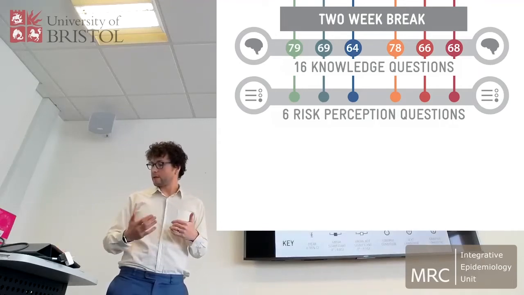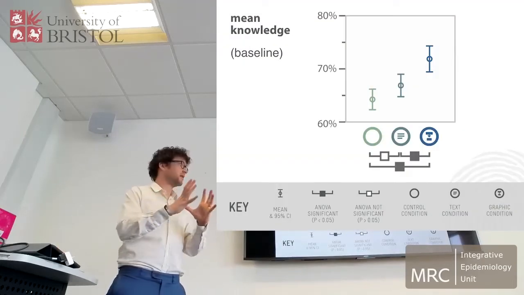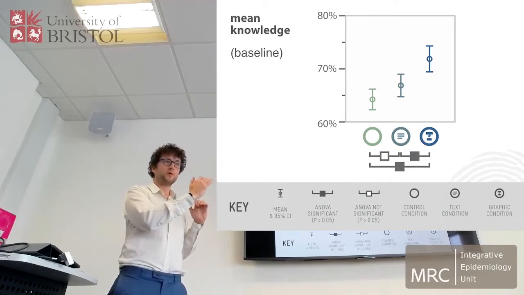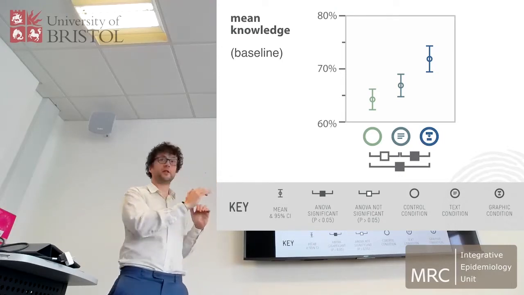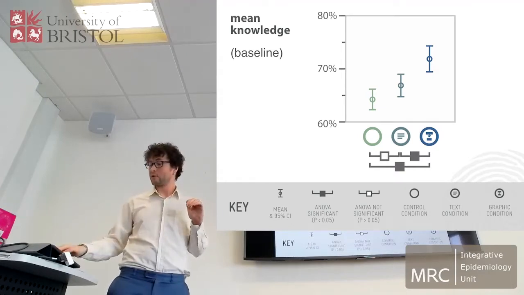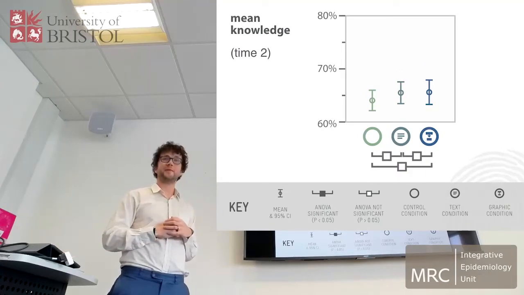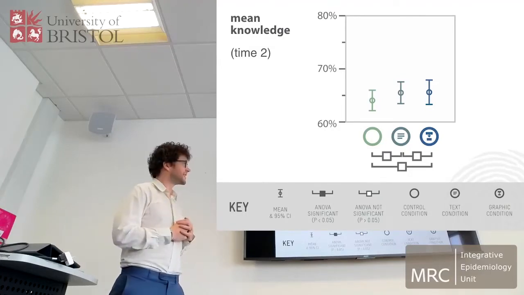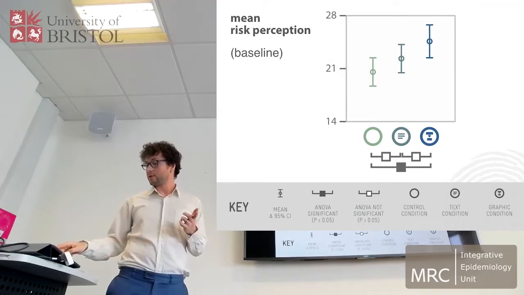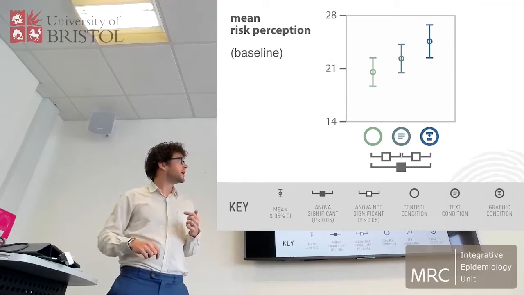Here's the baseline. So I've squished all the groups together now, so this is just control, graphic, text, and that's the baseline. What do you think happened after 2 weeks to their knowledge? Graphic stays? That's what we hoped. They totally forgot. All of it. That's it.